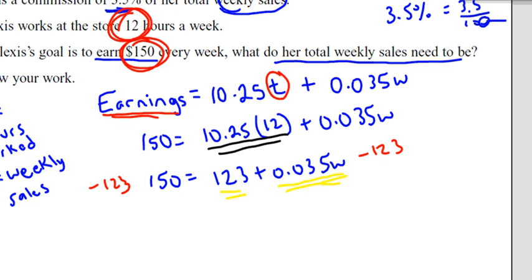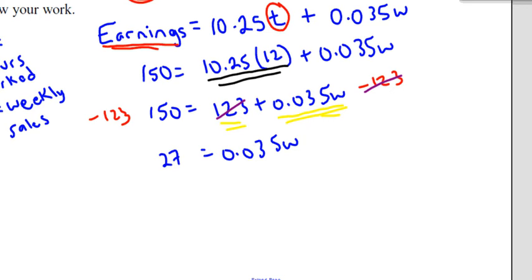So here on the right, this and this just cancel each other out. So I'm left with just 0.035W. And here, 150 minus 123 leaves me with 27. You'll notice we're getting the same values as in the first problem solve, but it looks a little more like the math we did all year. Now here again, I'm trying to solve for W, and I know W is being multiplied by this number. To remove multiplication, to isolate, we need to divide, and if we divide on the right, we need to divide on the left. We need to balance that equation.